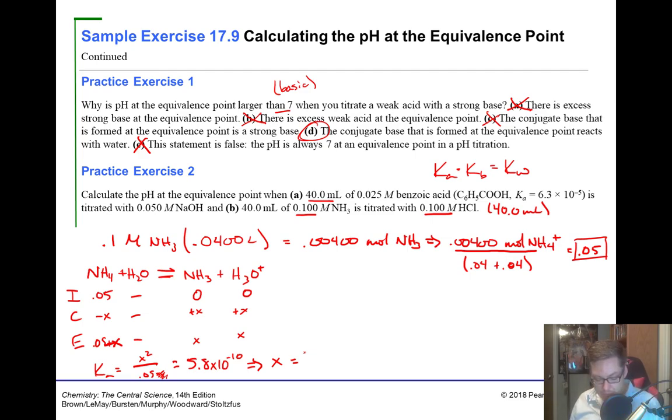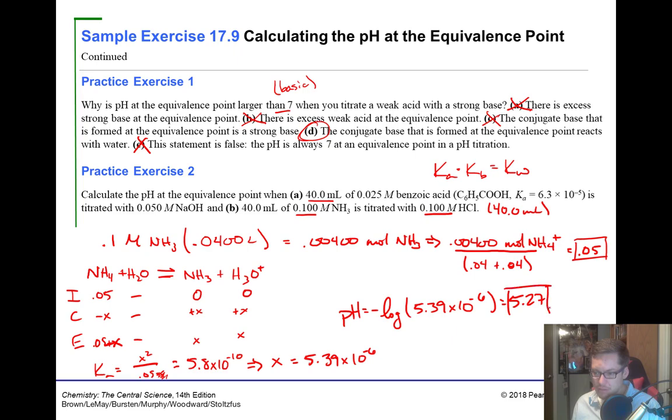and I got 5.39 times 10 to the minus 6th. All right, but they want the pH, so we're going to take the negative log of that. So the pH is equal to the negative log of 5.39 times 10 to the minus 6th. And so our pH is equal to, well, how many sig figs? This guy has 3, but the Ka value I used only had 2, so maybe we should stick with 2. So it would be 5.27. All right, so there's our pH.